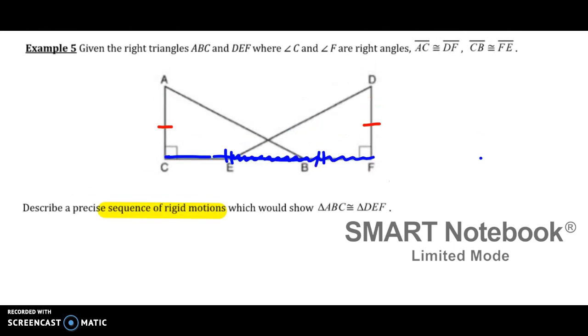Depending on what you choose to do will change what your answer will look like. So first thing that I'm going to do is reflect, and again we want to show that these two are congruent, so it doesn't matter which one I map to which one. So I'm going to move triangle ABC onto triangle DEF.